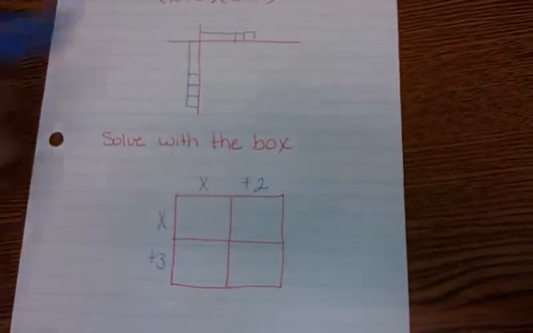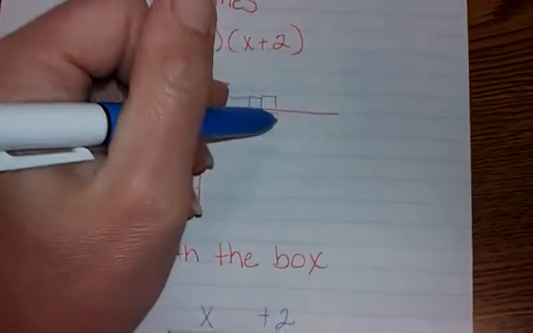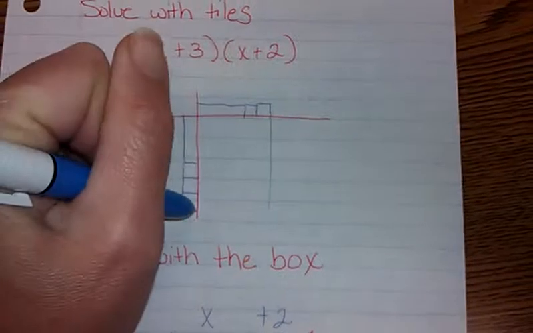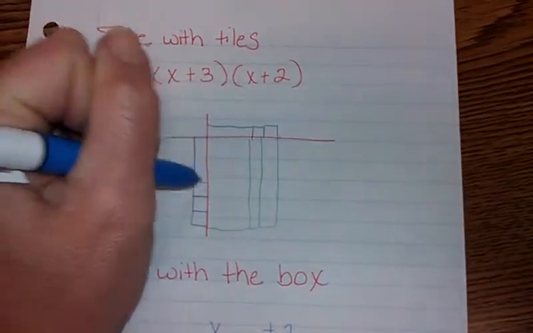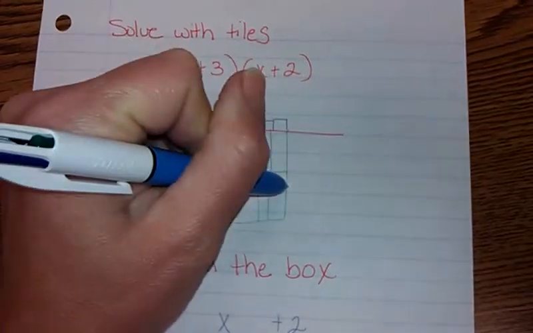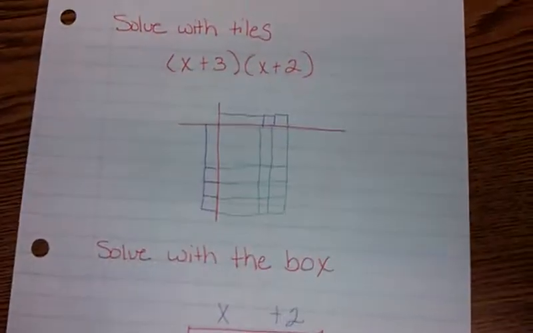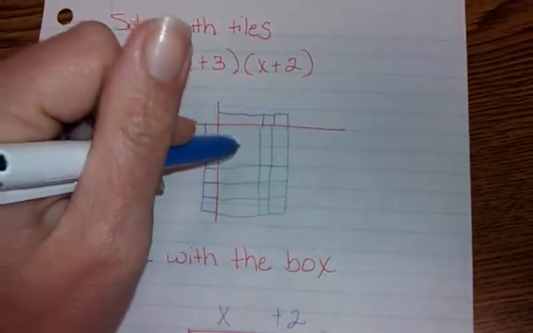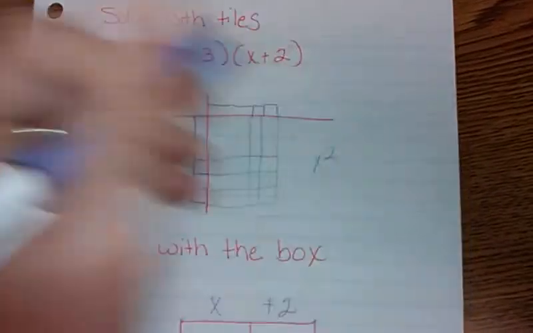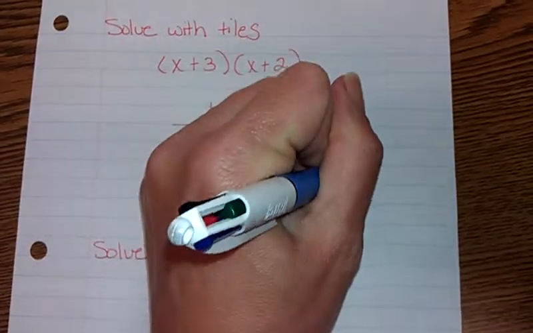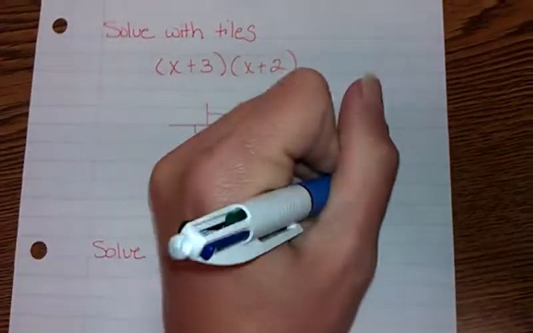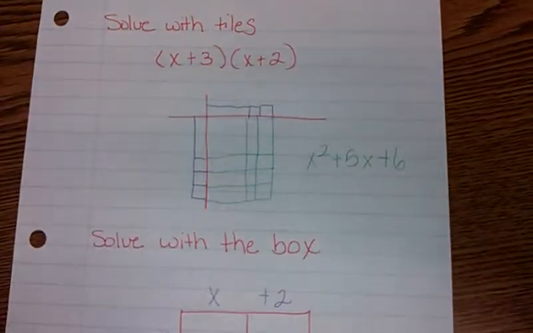So now if I draw to find my product, let's start up here with the tiles. I'm going to finish my lines. And they're all positive, so I don't have to mess with anything. It looks like I've got 1x squared, 1, 2, 3, 4, 5, plus 5x's plus 6 units.